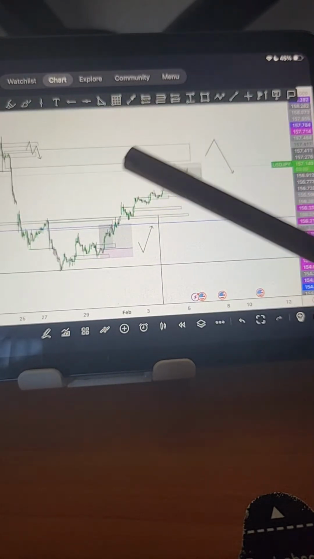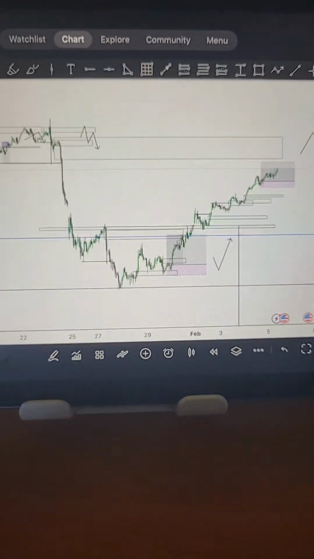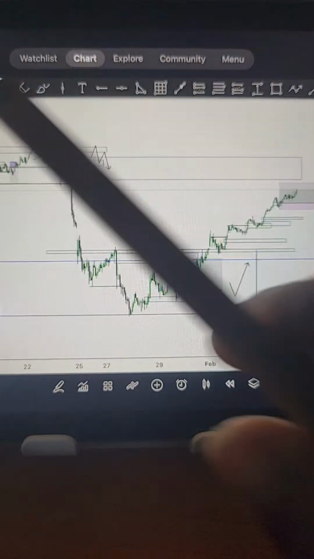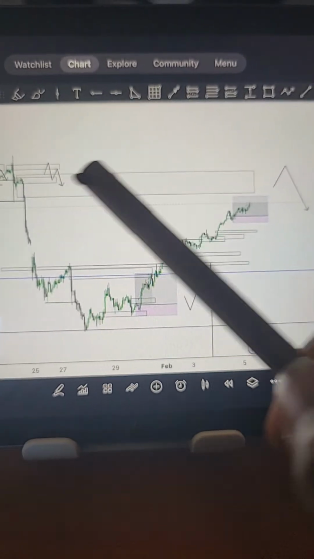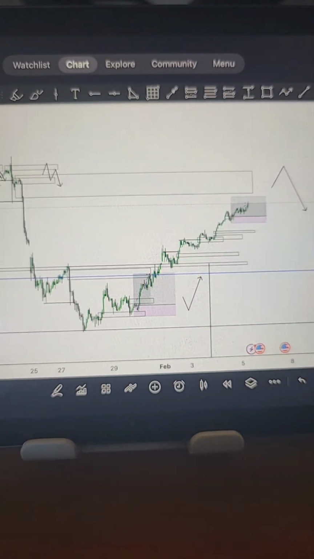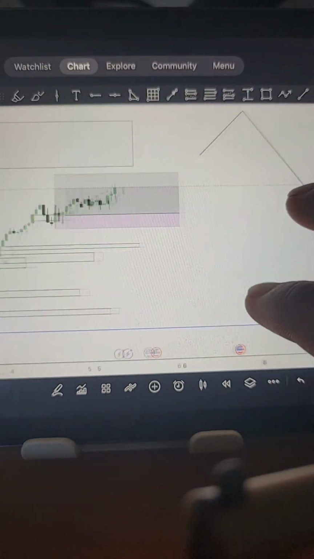Price is coming all the way up to this POI. This is my POI, where I want to be selling off from this market. Because I know this, I'm actually buying to my POI.